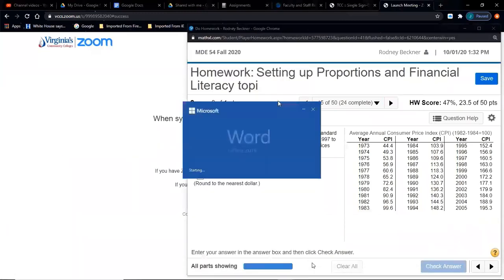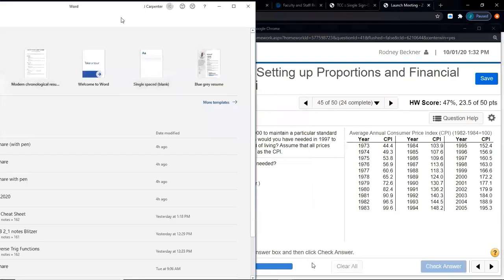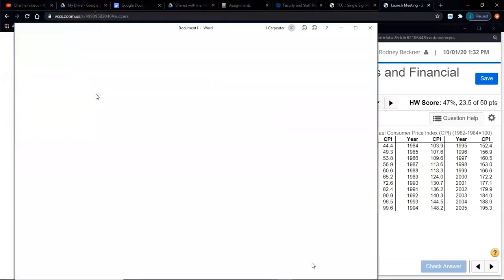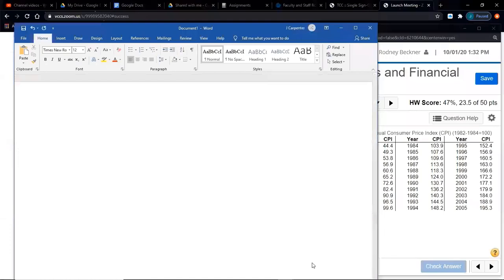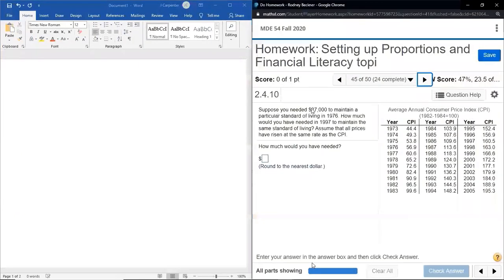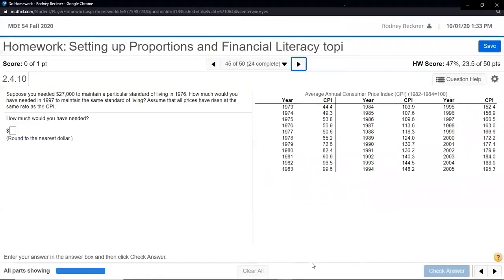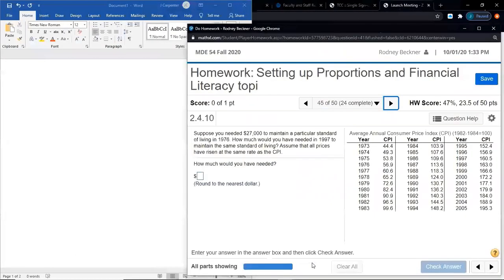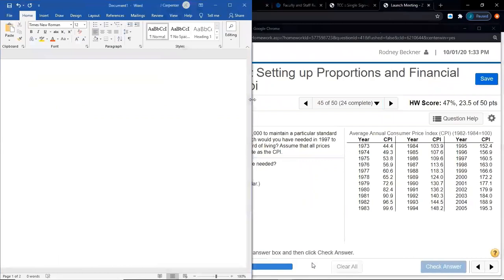Is that all of it? 1, 2, 3 columns. Yep, we're good. Okay. No, that wasn't right, but here we go.